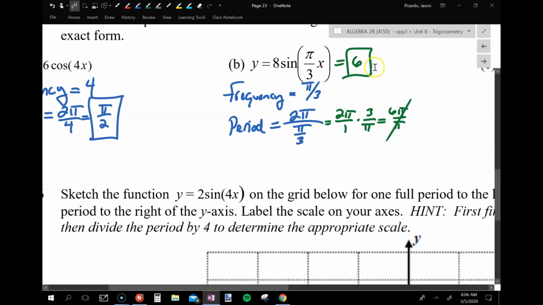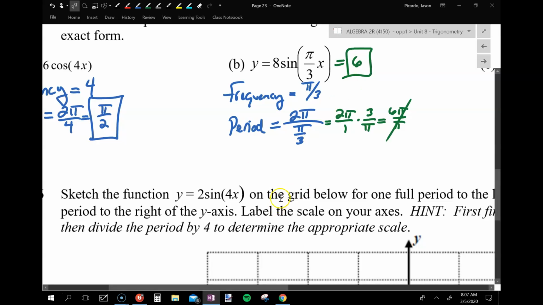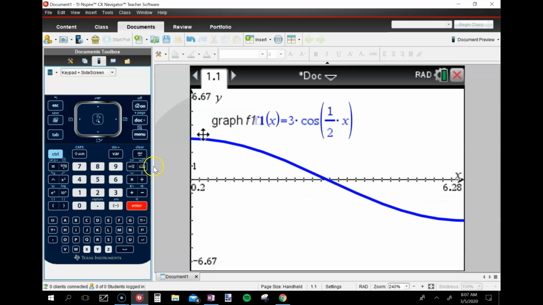What did I just tell you here? I just told you that it takes how much to graph one cycle? It takes 6 to graph one cycle. 6 what? We haven't done anything with 6, have we? But watch.